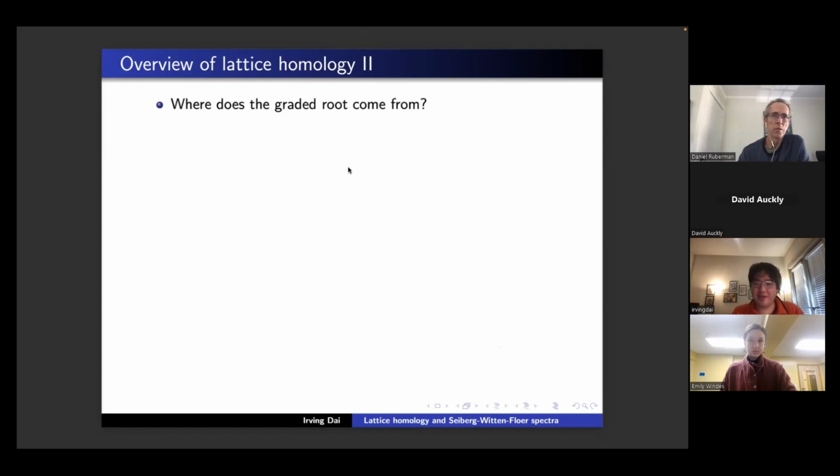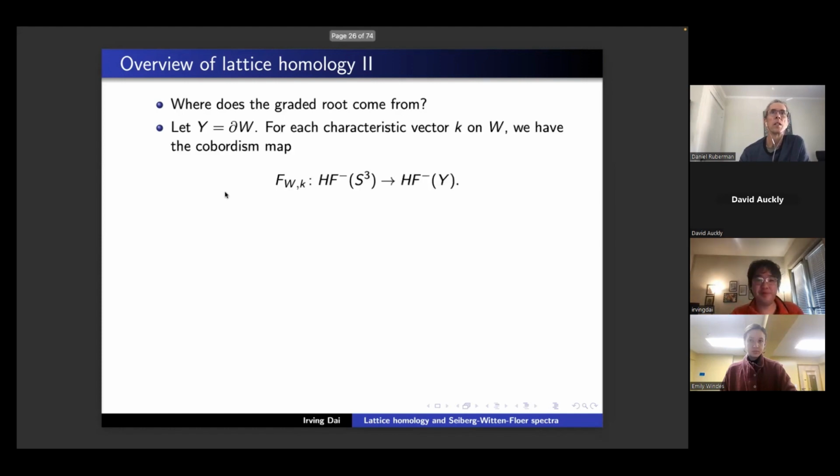So where does the graded root come from? Okay, so let me try to explain lattice homology. This will take a little bit, but once I explain it, it turns out that our theorem about Seiberg-Witten-Floer homotopy is going to fall right out. So where does the graded root come from? Let me give you the idea behind the construction of lattice homology.